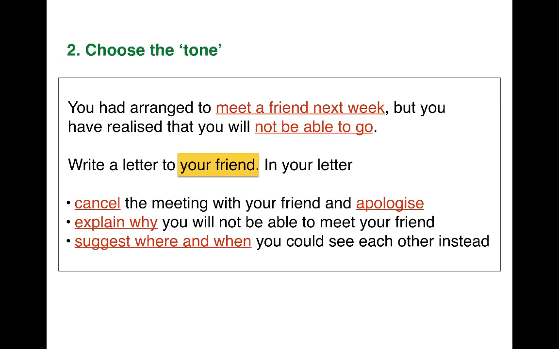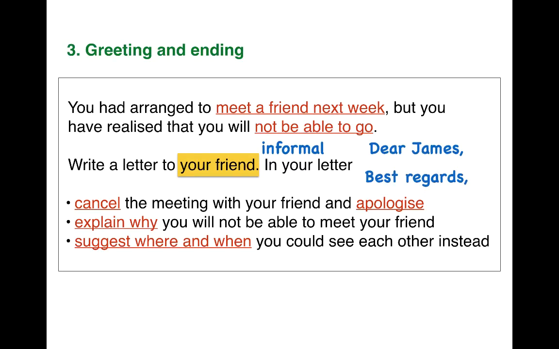Step 2 is to choose the tone. I've already highlighted your friend. When you're writing a friendly letter, it's going to be informal, of course. Step 3, a greeting and ending. Very easy. We'll just start with Dear James. I'll invent the name, and best regards at the end is fine. I'll show you some other possibilities later in the lesson.